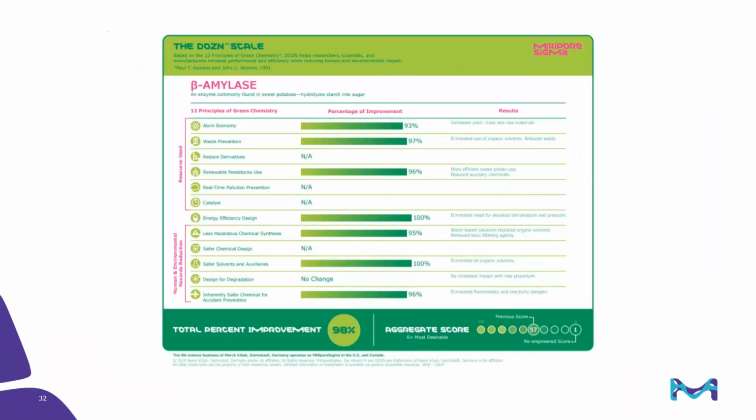We applied our DOZN tool to see how the scores were for the old process and the new process. You can see on the bottom right-hand corner, the re-engineered process, the new process, scores 1, almost the most green. And the old process was 57. You can see the improvement here: energy efficiency, 100% improved. You can see safer solvents and auxiliaries 100%, waste prevention 97%, atom economy 93%. You can see more, and some principles do not apply because all 12 principles won't apply for every single process.